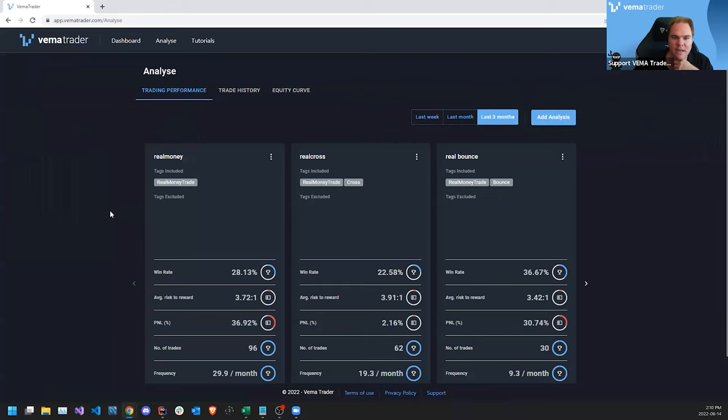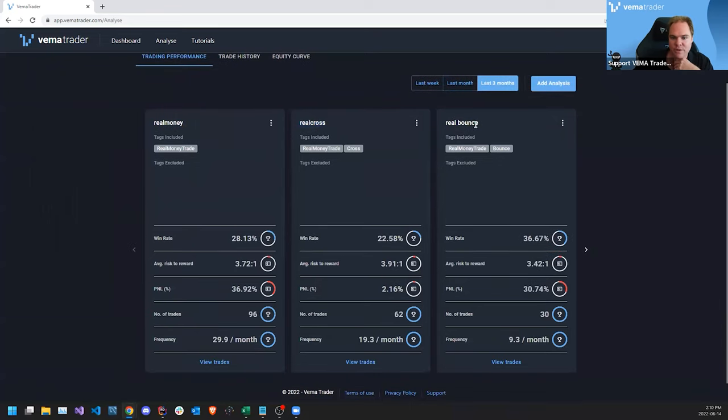That actually shows up in my analysis as well. If I come over to this and look at my crosses versus my bounces, you can see my crosses here. I've got a lot more crosses because I'm tied emotionally to the idea of crossing and just smashing it and going for it. Number of trades, 62, whereas the win rate is not all that good. Whereas if I compare that to bounce, all of a sudden I'm taking fewer bounces, but they're much, much better entries. I've got 30 of them and my win rate is much nicer. My risk reward is much nicer.